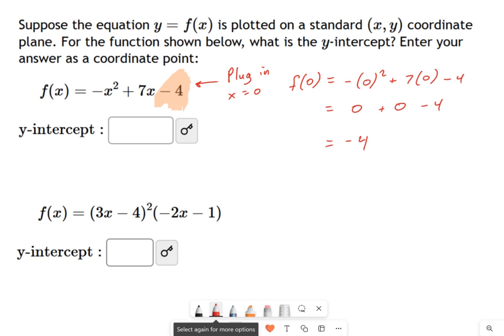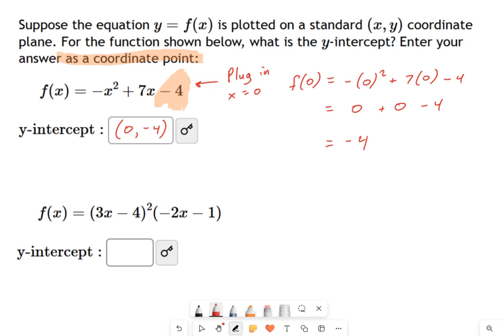Now, you can't just say negative 4 is your answer, right? Because what this wants is a coordinate point. Okay, so we have to say negative 4 is a coordinate point. Well, that's not too hard. You just say what the x value is, comma, the y value. Okay, there you go. There's your y-intercept.